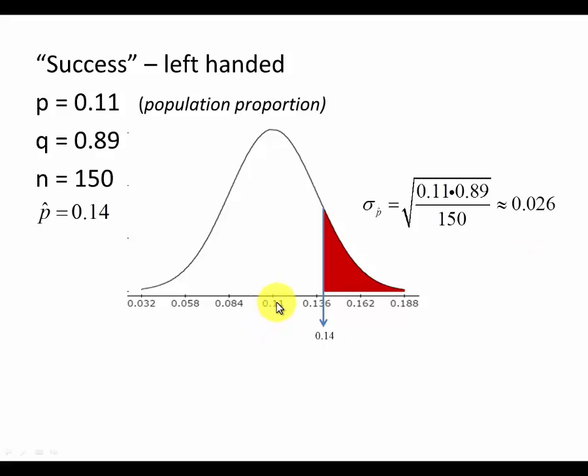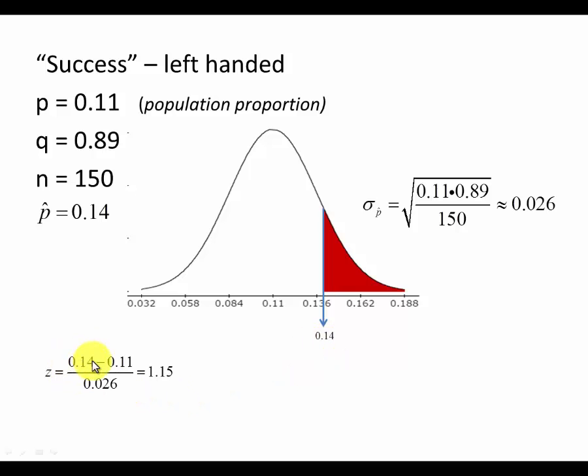And if you notice, we're going to center our model at P, the 11%, and each tick mark away is spaced out by exactly the standard deviation of 0.026. So the answer to our question is this red area to the right of 14%. How do we figure out what that is? Well, again, we use a z-score.